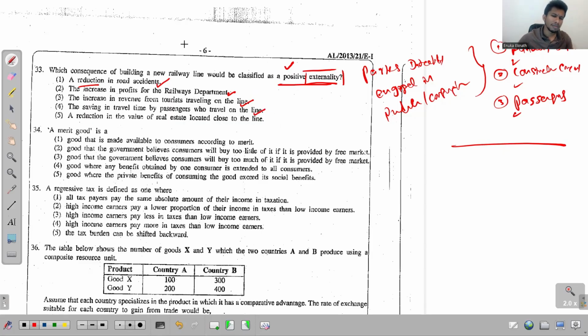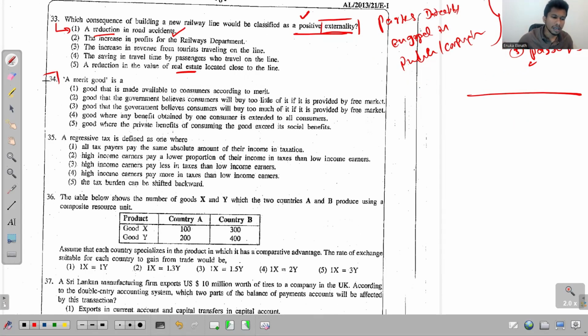We know that after a railway line is built, the value of the real estate on both sides decreases. That reduction in value is something negative, so this will never be a positive externality. But anyway, even this is an externality. The problem is, this is not a positive externality. That's a negative externality. So the answer for question 33 is the first one.